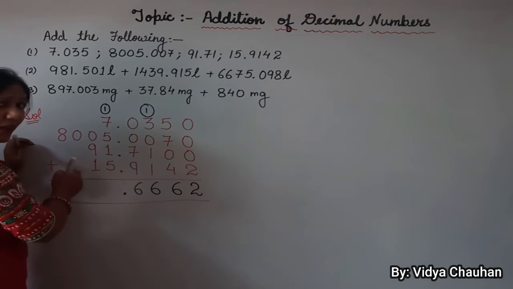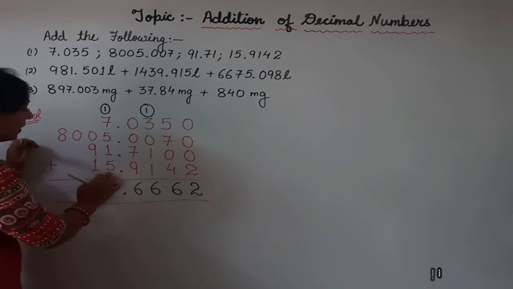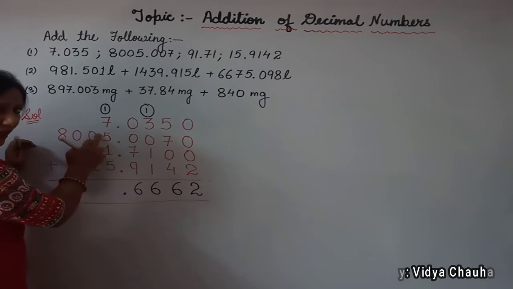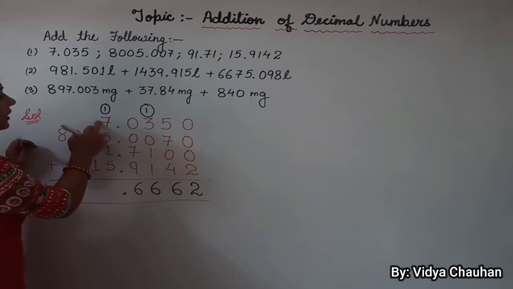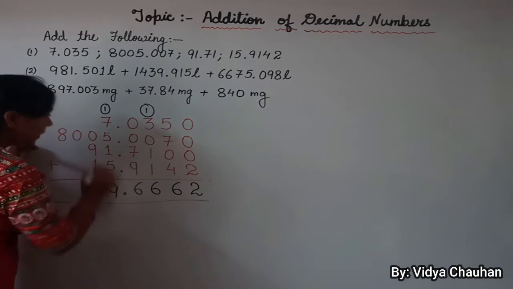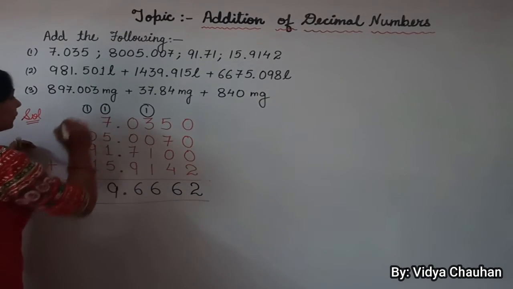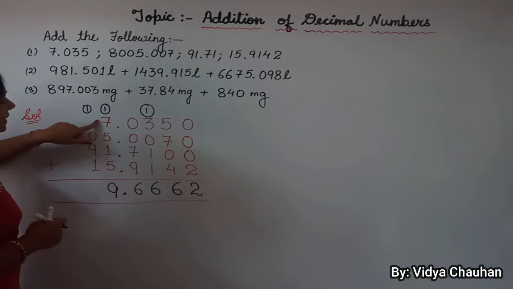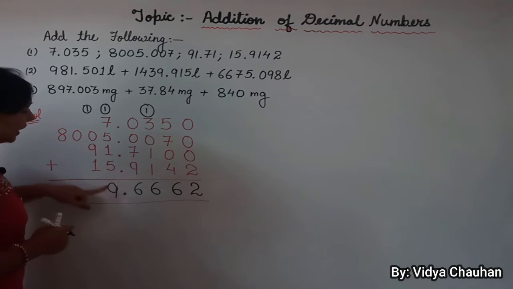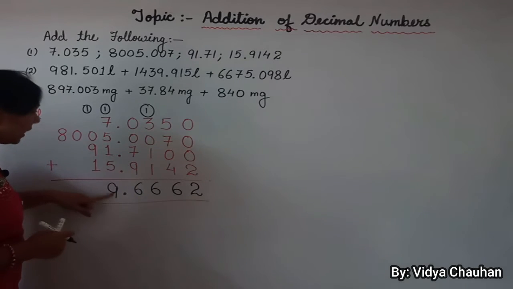That means the integral part of the decimal number. 5 plus 1, 6. 6 plus 5, 11. 11 plus 7, 18. Plus 1, 19. 9 here, 1 carry forward. Let's check out once again. 1 plus 7, 8. 8 plus 5, 13. Plus 1, 14. Plus 5, 19. Correct? So 9 will be here.